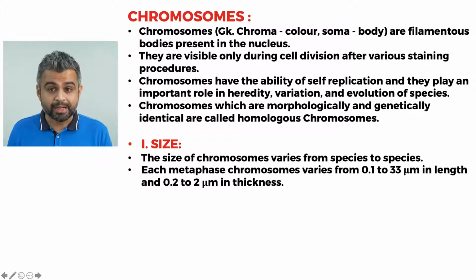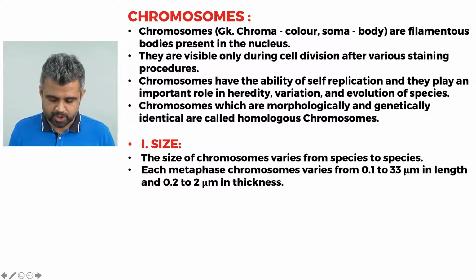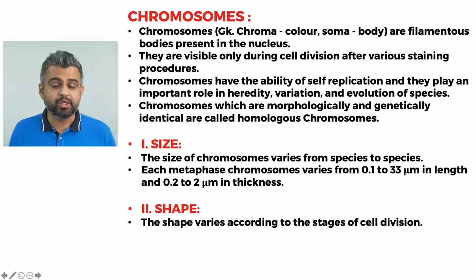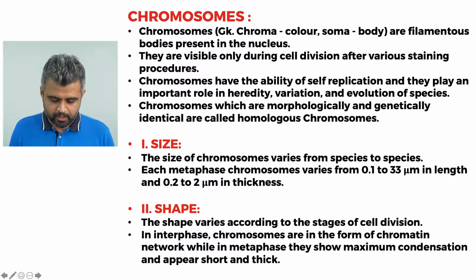So each metaphase chromosome varies from 0.1 to 33 micrometers in length, and it can be anywhere from 0.2 to 2 microns in thickness depending on the species. Okay, what about the shape of the chromosomes? So the shape varies according to the stage of cell division, and by the time we end today's session, this point will become clear to you that the shape varies according to the stages of cell division. In interphase, the chromosomes are in the form of chromatin network, as I told you, and they show maximum condensation in the metaphase. So prophase is when they start to appear in the nucleus.